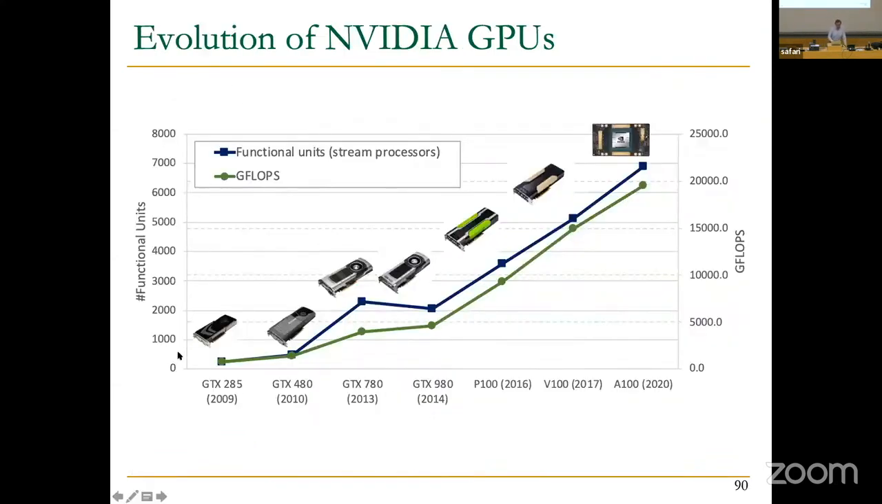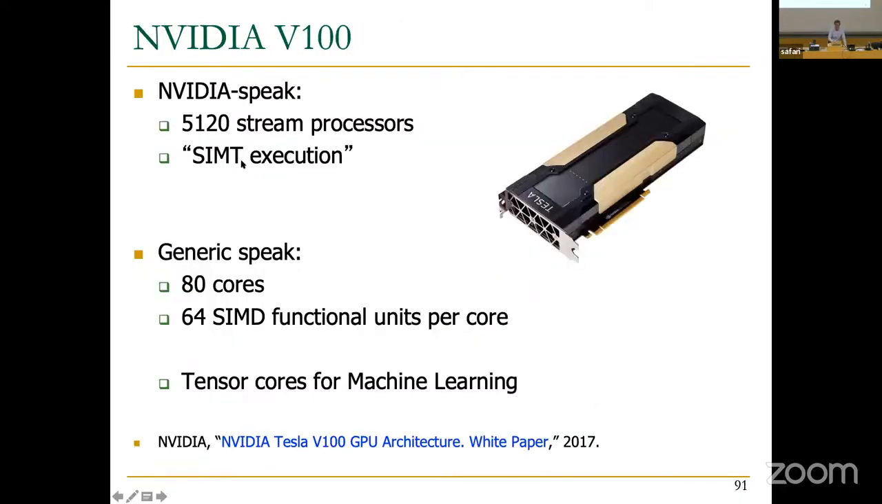So evolution has, this is what we saw in 2009, the GTX 285. And this is the number of functional units. And this is the gigaflops. I'm going to change the slide later on. Essentially, it's been increasing. You can see that people have been adding beefier and beefier GPUs. So this is the V100, which is essentially here. They increased the stream processors to 5,120. Essentially 80 cores and 64 SIMD functional units per core. Each core is more powerful in terms of SIMD, and you have more cores. And they also added these tensor cores for machine learning, which I will briefly talk about.